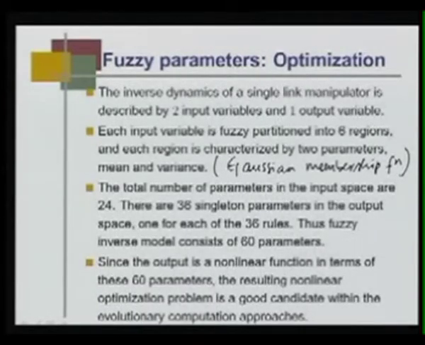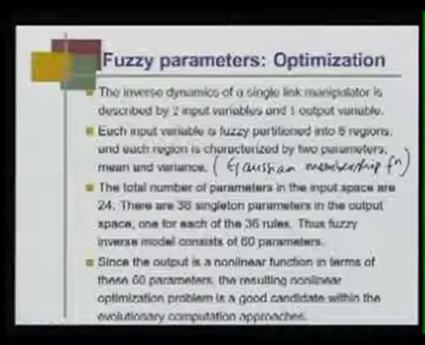So, the total number of parameters in the input space is 24, because I have 6 partitions in the first input variable, another 6 partitions in the second input variable, and each linguistic variable is characterized by 2. So, 6 plus 6 is 12, into 2 is 24, and there are a total of 36 rules. Each rule is associated with one fuzzy singleton.